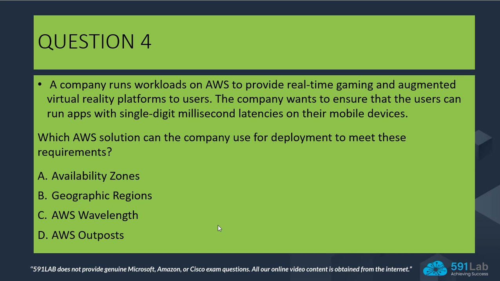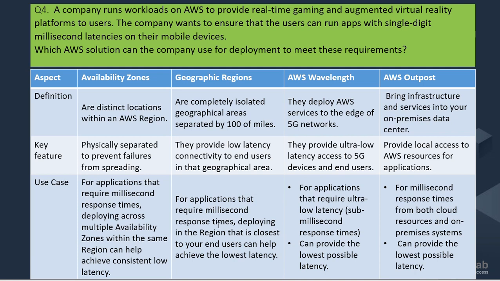A company runs workload on AWS to provide real-time gaming and augmented virtual reality platforms to users. The company wants to ensure that the users can run apps with single-digit millisecond latencies on their mobile devices. Which AWS solution can the company use for deployment to meet these requirements? Availability zones, geographic regions, AWS Wavelength, and AWS Outposts. Here also I have tried to give a thorough explanation of each of these options in a tabular format.